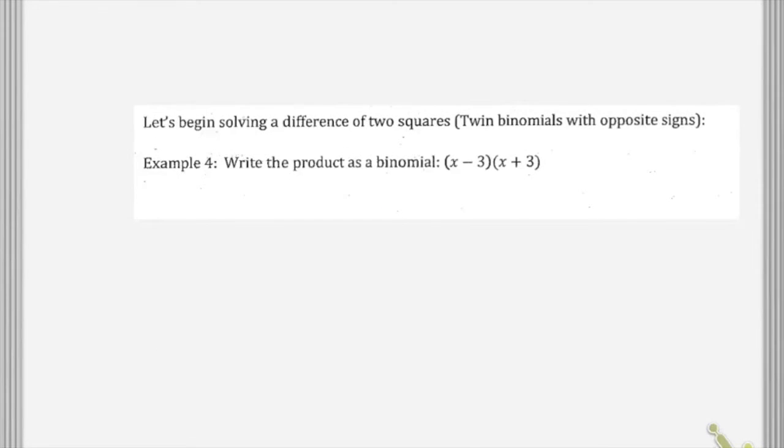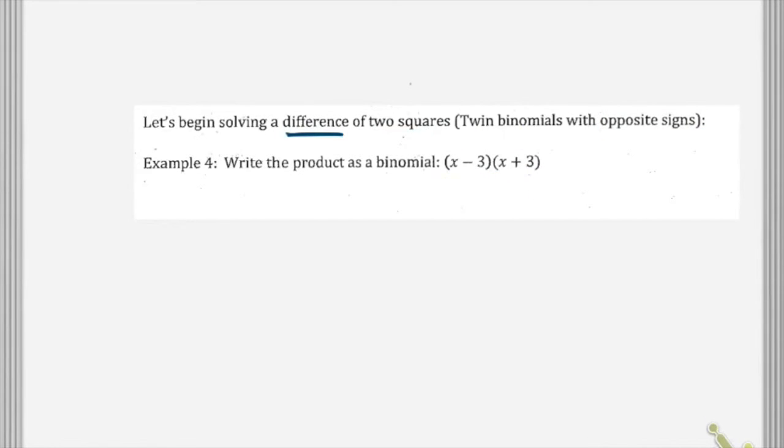For the next part of solving a difference of two squares, we're looking at twin binomials with opposite signs, the difference of two squares. Got a wiggly picture there. Okay, so that means we've got binomials that look almost the same. We have the same first term, and you can see we have the same second term, but opposite signs. So we're looking at opposite signs, one being a plus and one being a minus.